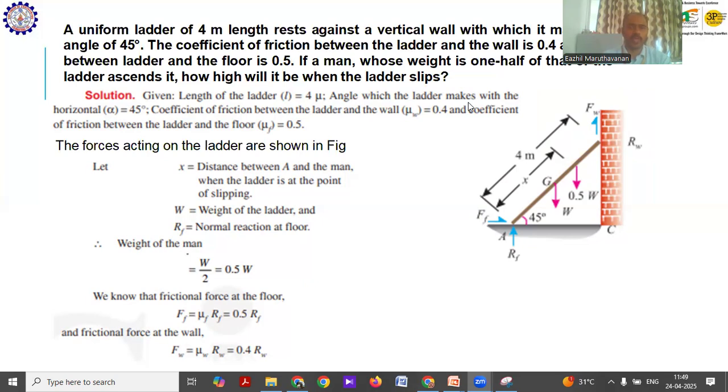A diagram was given for this question. First, we have to understand the question. The ladder is of length 4 meters and is leaning against the wall. The inclination of the ladder is 45 degrees. The coefficient of friction between the ladder and the wall is given as 0.5, and between the ladder and the floor it is given as 0.4.